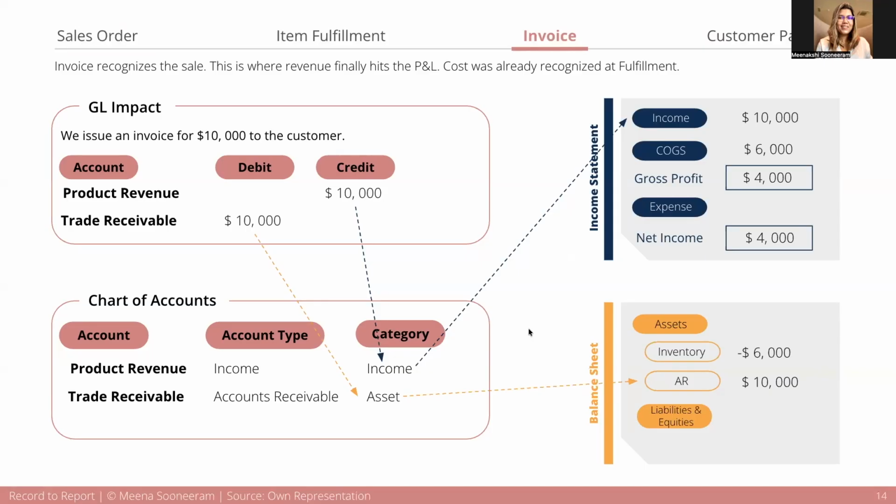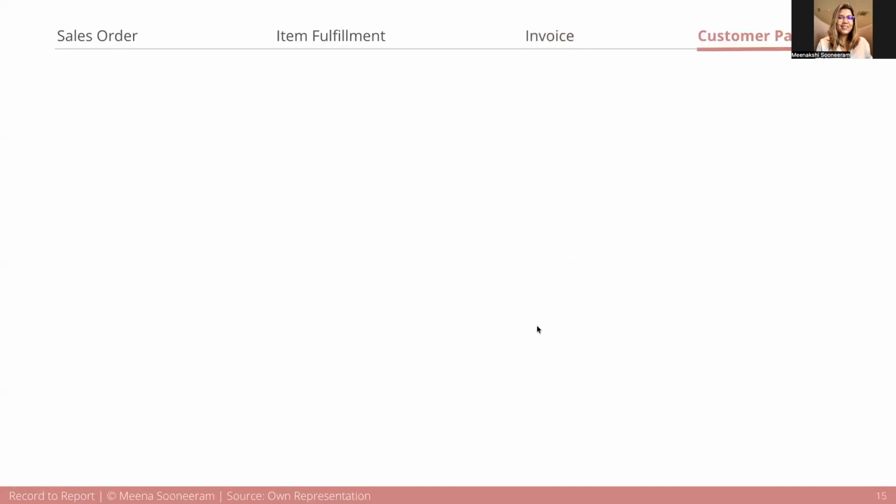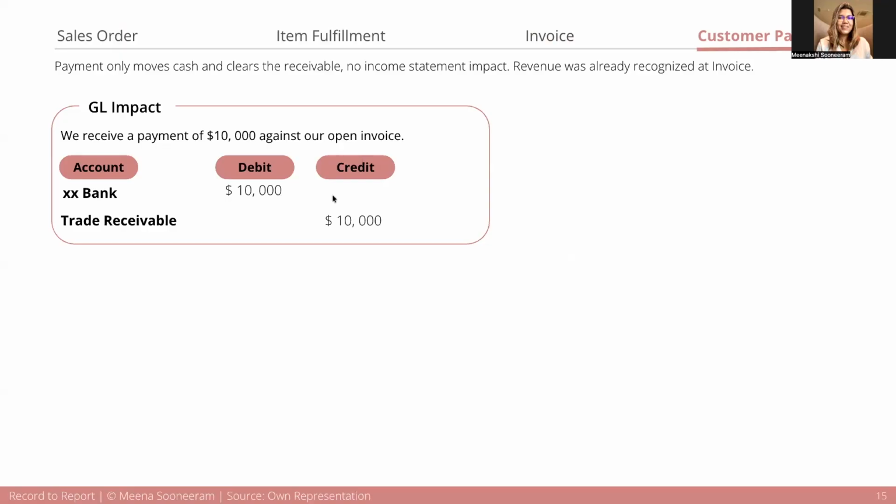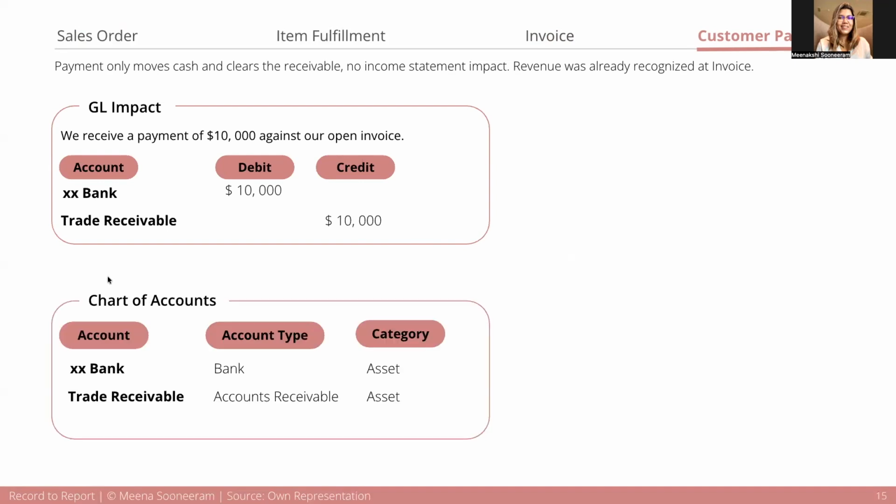So to close the O2C process, we have customer payment. So let's say finally the customer pays us 10,000 and the accounting impact is straightforward. We are going to debit our bank account. Yeah, we got some money. And we are going to credit our trade receivable account. So on the chart of accounts, what happens? Same, bank is an asset account, AR is an asset account.